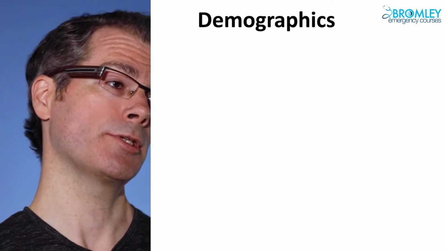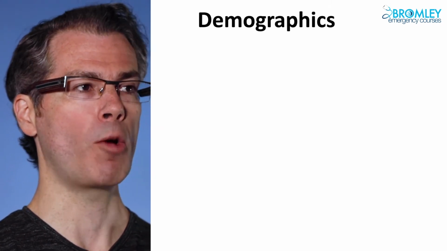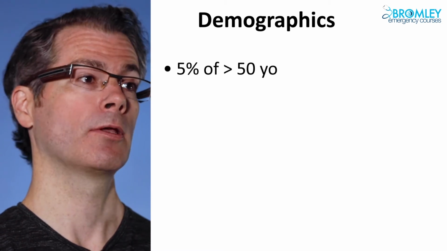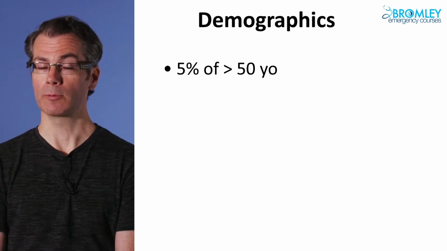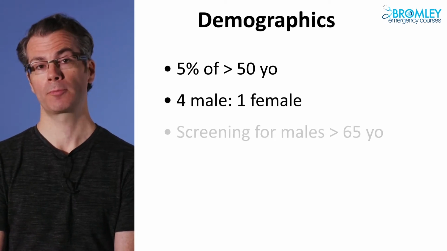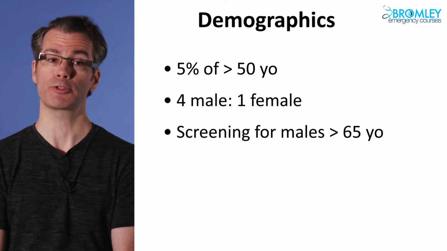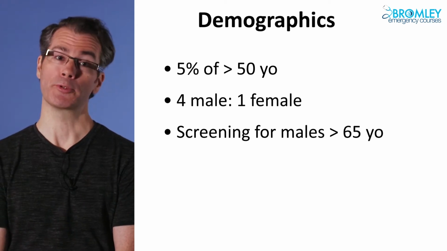So AAA is a disease of older people. It's quite common, about 5% of over 50-year-olds, and it occurs much more frequently in men than in women, about a 4-to-1 ratio. And so for these reasons, there is an ultrasound screening program for males over 65.